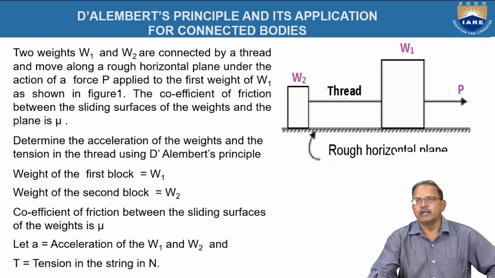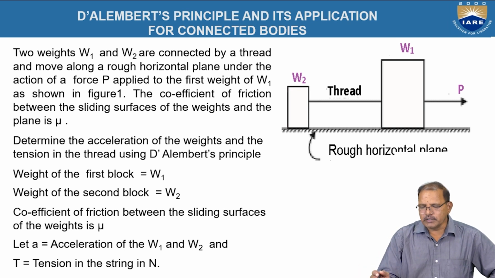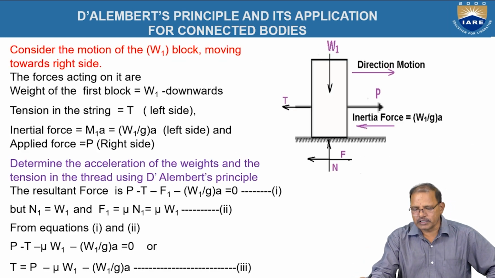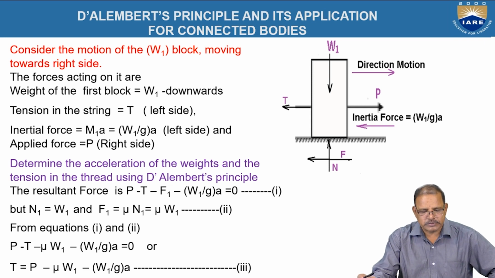Let P be the force applied toward the left side of W1 as shown in figure to move the system of bodies W1 and W2 toward the right hand side. Let T be the tension in the string now. In order to solve the problem, that is, the minimum force P required to move the body towards the right side, as well as the tension developed within the string, can be determined by using D'Alembert's principle.